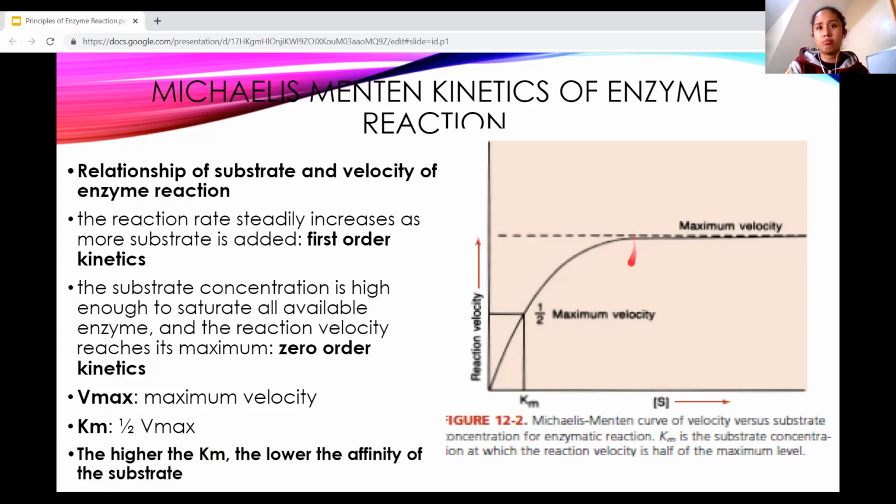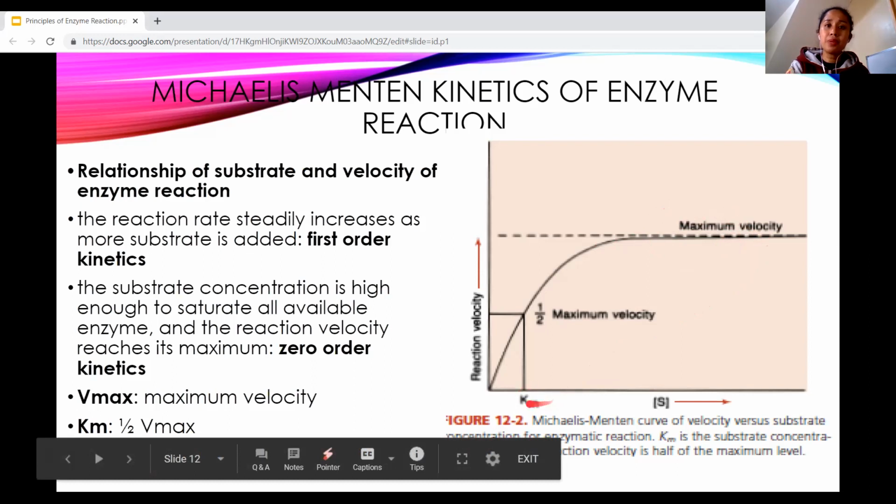So, once you place more and more of your substrate, kasi kahit maglagay ka pa ng maglagay ng substrate class, the velocity has reached its maximum and it will not increase anymore. So Vmax is your maximum velocity. So maximum velocity or your zero order kinetics will happen once all your substrate has saturated your enzymes. Very simple, diba, class? Gets nyo ba?